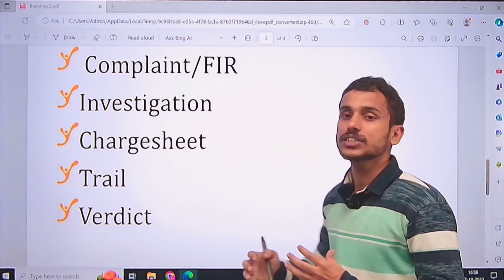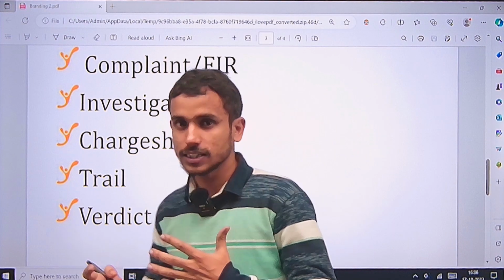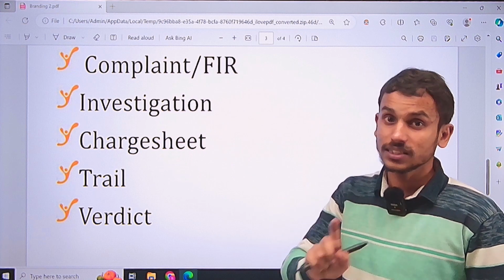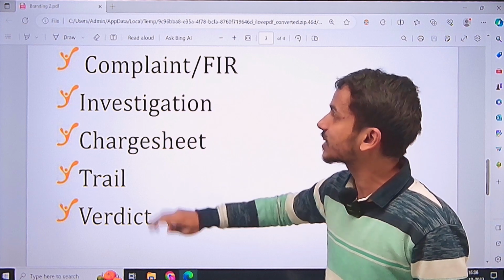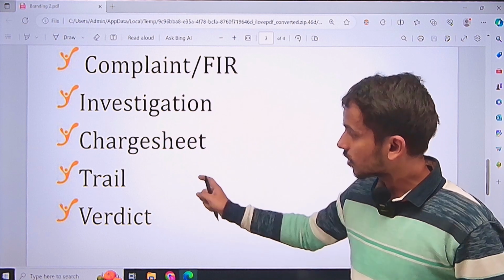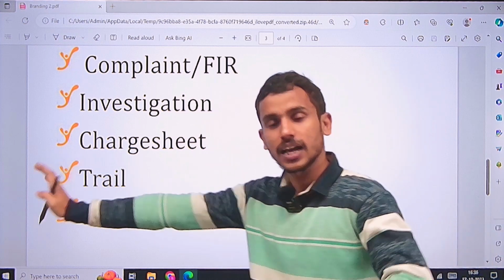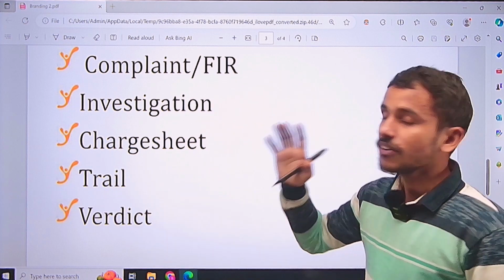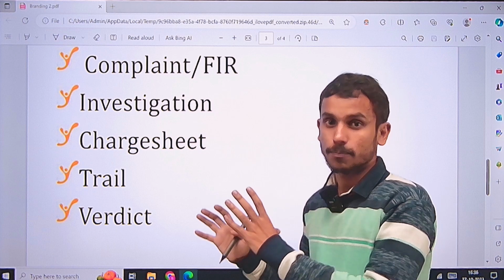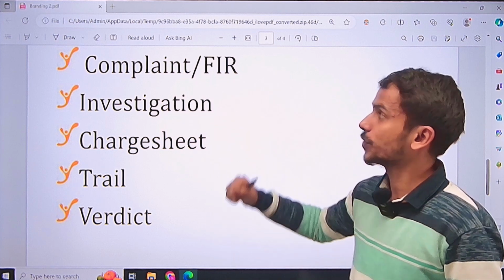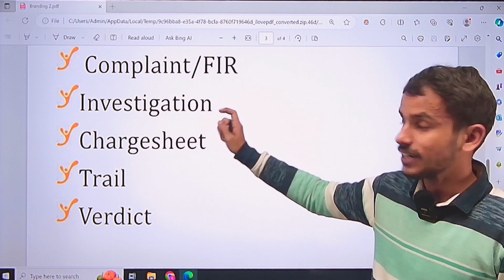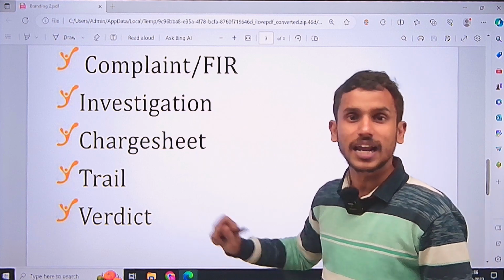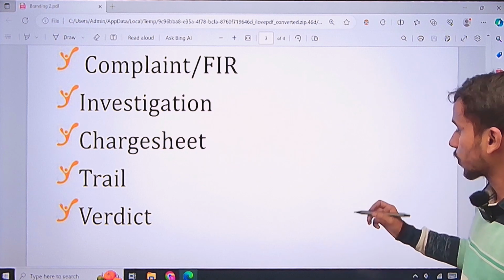So based on the stages, you have to understand who the players are in this particular thing. At investigation, the judge has not entered the scene. Similarly, at trial, the police have no role. Now the role is of the prosecution, judge, and the defendant. So you have to understand where this particular passage is set up. This passage is talking about which situation. Is it talking about complaint? Is it talking about investigation, charge sheet, trial, verdict? That is important, right?